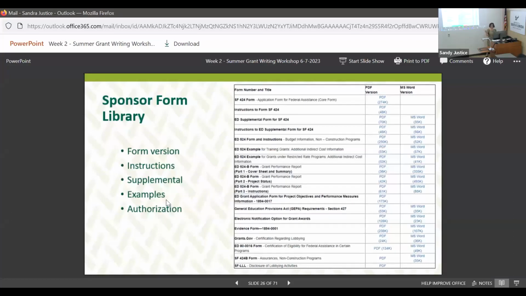So you have the form version. The form version changes. Just because you downloaded the form last year doesn't mean that's the right form this year. So every year, every application, download the form for that application.